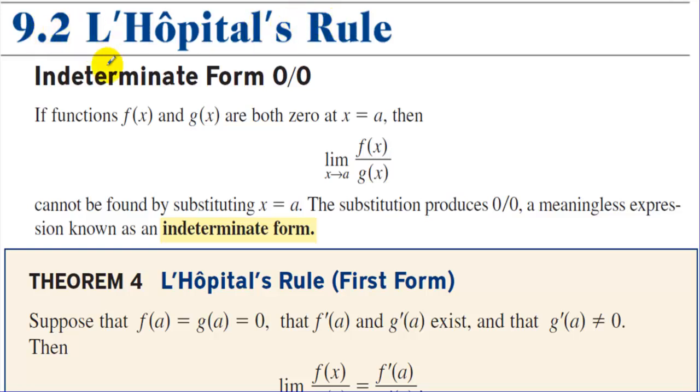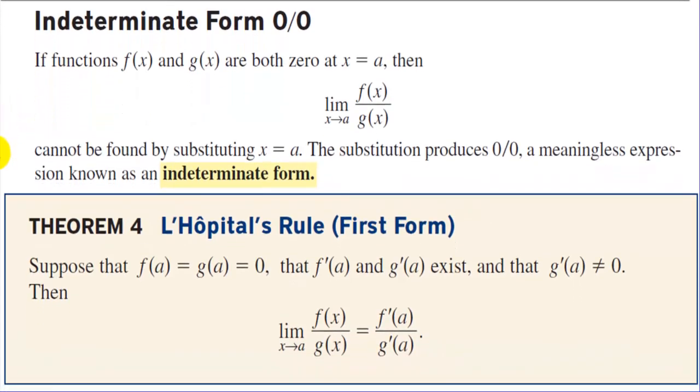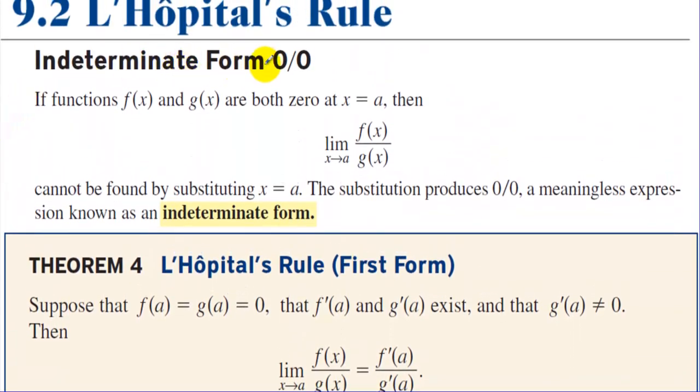9.2 L'Hopital's rule. We have an indeterminate form which is 0 over 0. If functions f of x and g of x are both 0 at x equals a, then the limit as x approaches a will be 0 over 0, and the limit cannot be found by substituting x equals a. The substitution produces 0 over 0, a meaningless expression known as an indeterminate form. Throughout the chapter we'll be talking about lots of different indeterminate forms, but the first one that we discuss is 0 over 0.